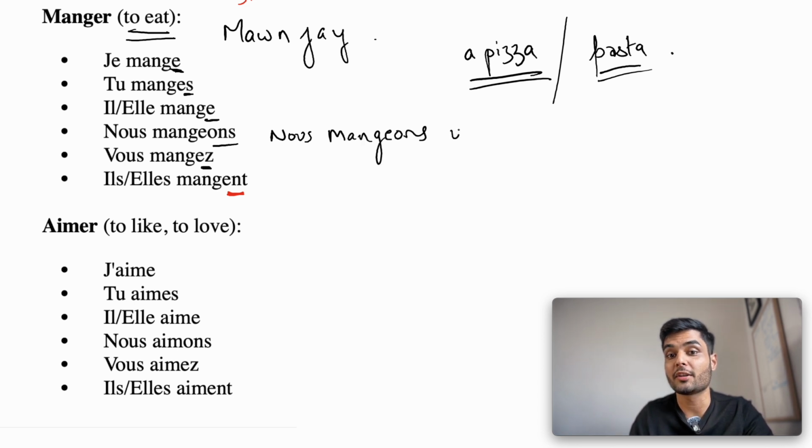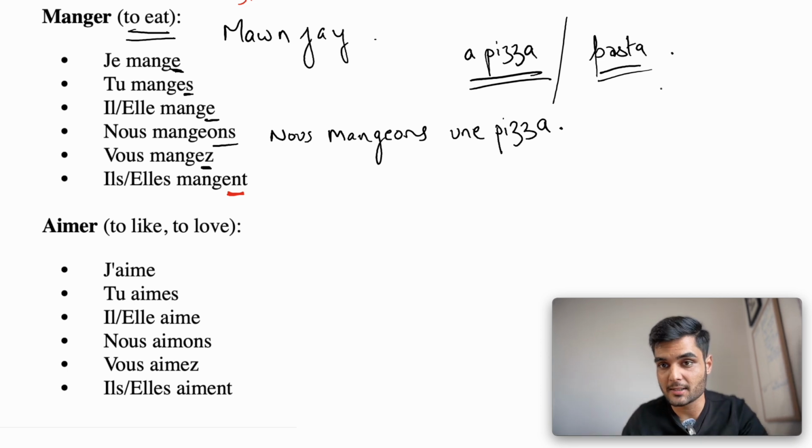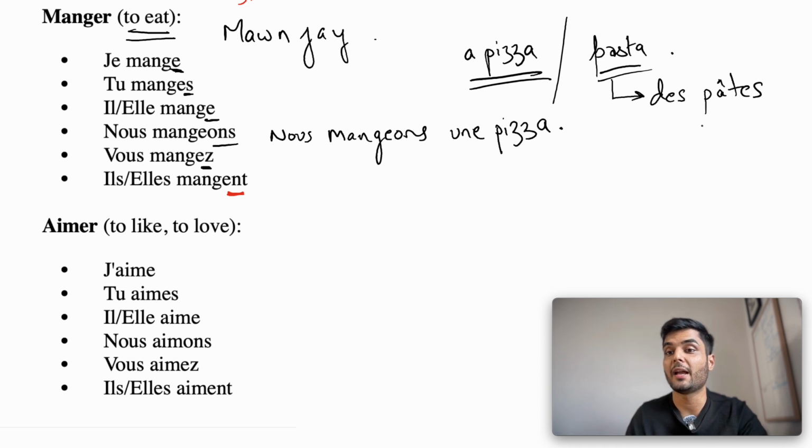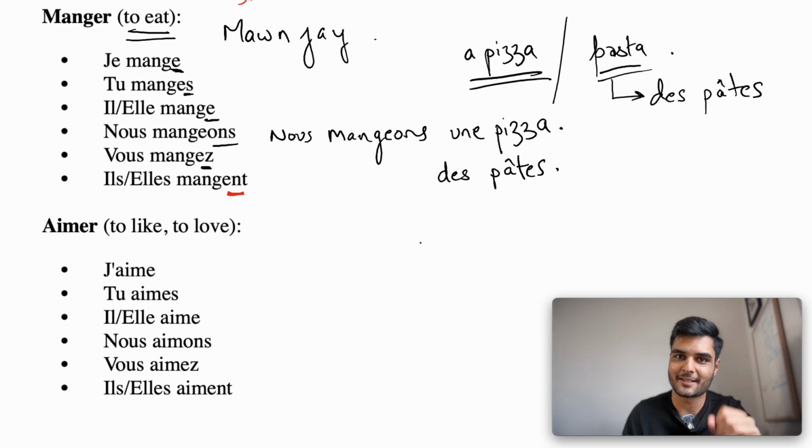une pizza. A pizza is une pizza, that is feminine. If I want to say pasta, now in French, pasta is always des pâtes. It's plural, that is why it's des pâtes. Hence, this will become nous mangeons des pâtes for pasta. This is the verb manger, to eat something.